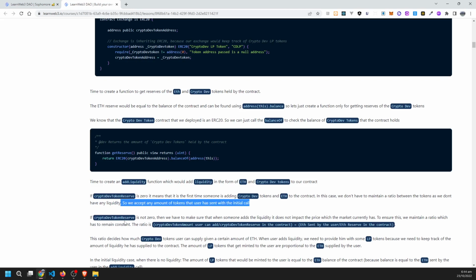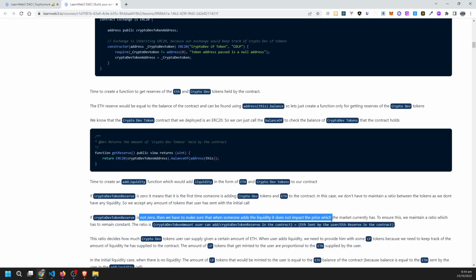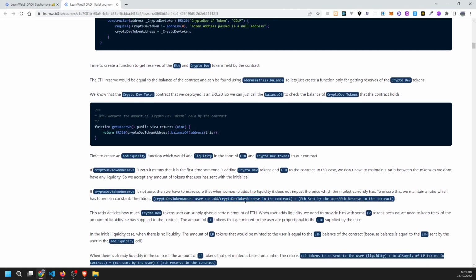If crypto dev token reserve is not 0, then we have to make sure that when someone adds liquidity, it does not impact the price which the market currently has. To ensure this, we maintain a ratio which has to remain constant. The ratio is: the crypto dev token amount the user can add in the contract is equal to the ether sent by the user over the ether reserves in the contract. So this will be the formula.